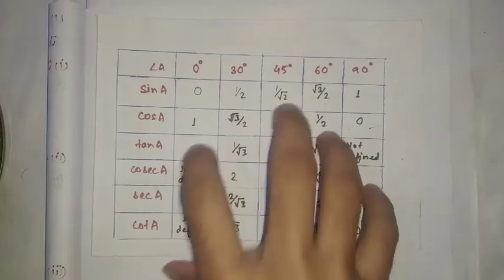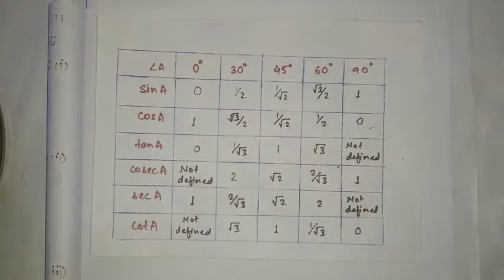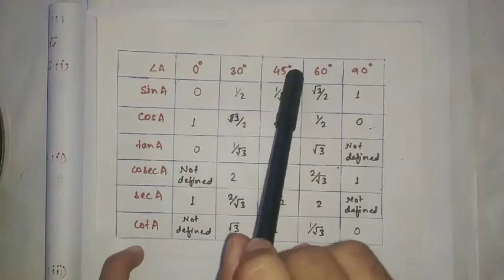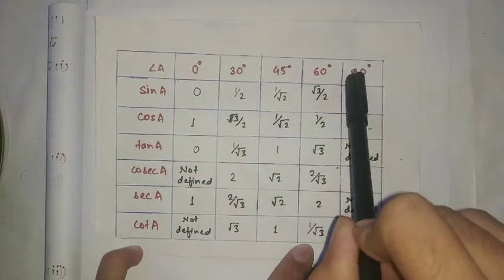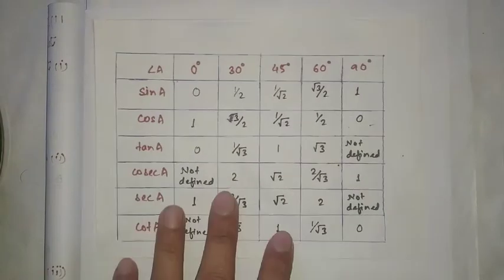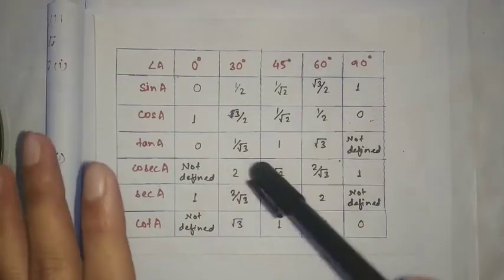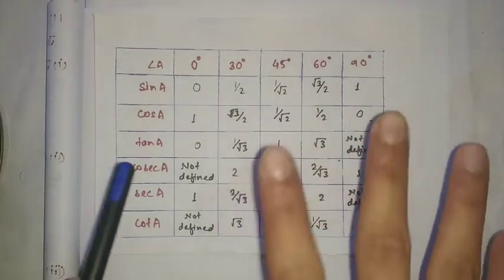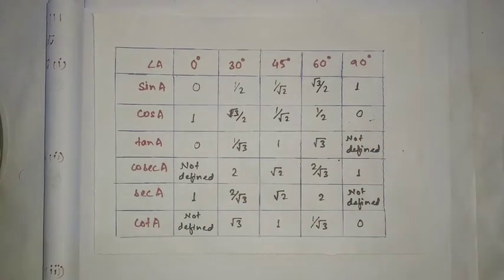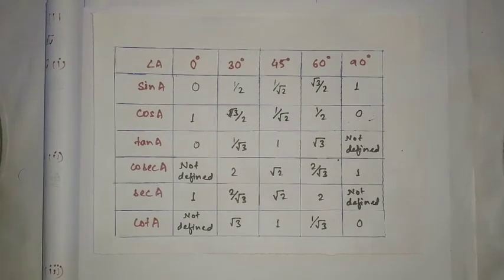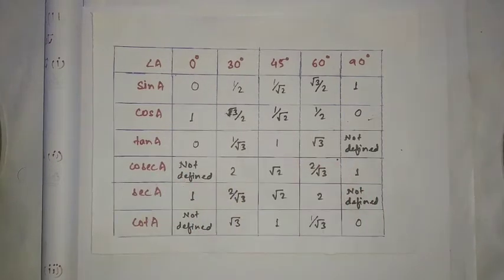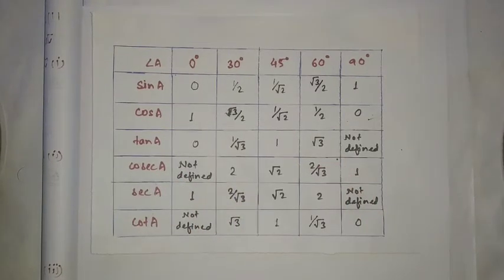So this trigonometric table is used for finding the trigonometric ratios of some standard angles: 0 degree, 30 degree, 45 degree, 60 degree and 90 degree basically. And this may look quite complicated at the beginning, but trust me, it's very simple once you get to know the technique of how to remember it. In this video I'm just going to teach you the simplest technique to memorize this table, and you can remember it your whole life.